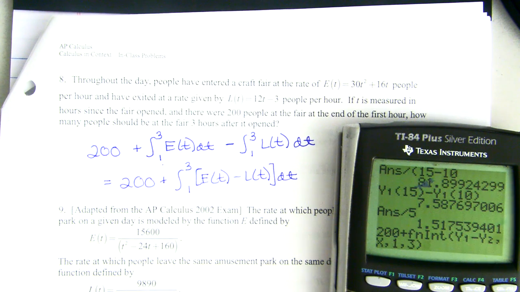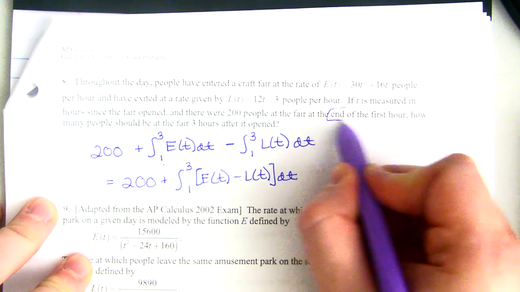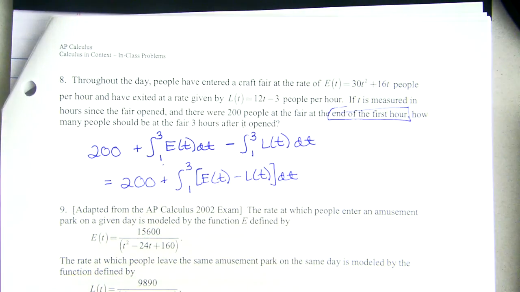Please tell me how many people rounded to the nearest whole number. By the way, this is at the end of the first hour. That's why we're starting our integrals at 1 rather than 3. That's where we have the 200. Tell me how many people rounded to the nearest whole number are in the park after 3 hours.